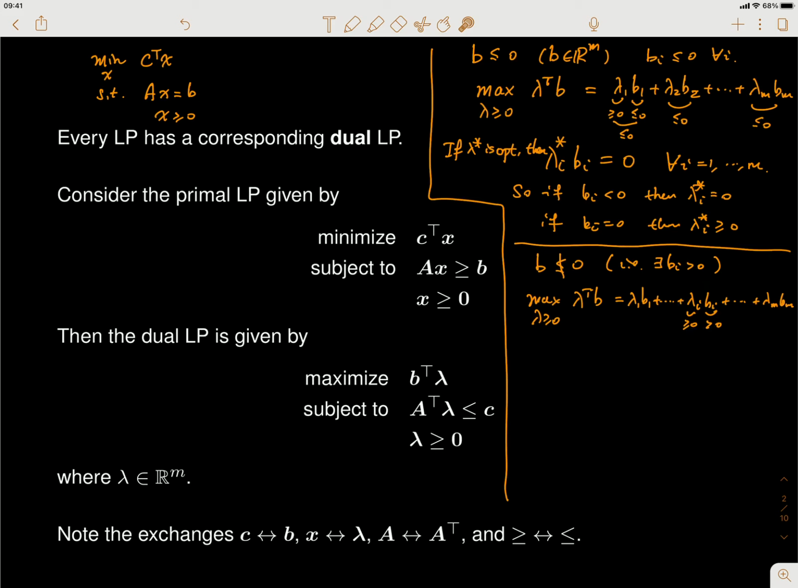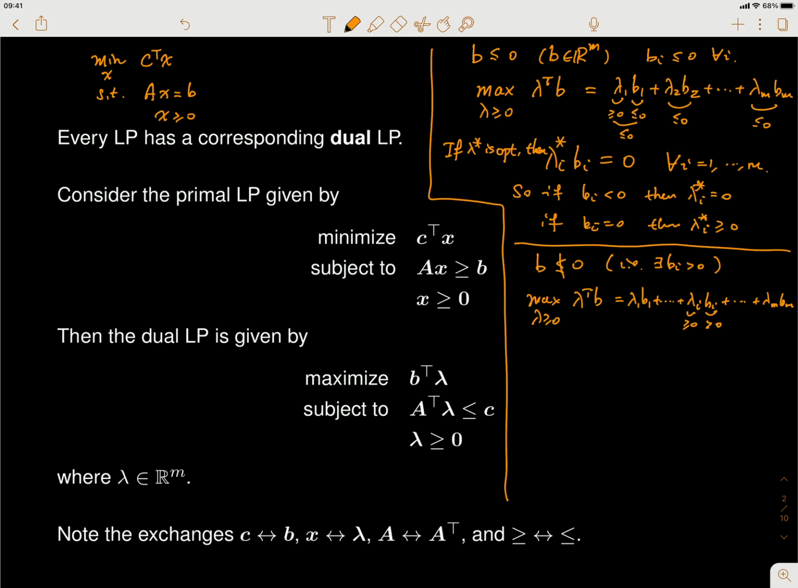So what can I do? It doesn't have a maximizer here because I can make this lambda_i tend to positive infinity, and this term will be positive infinity. And I don't really need to worry about anything else. I can just set any other lambda_j to 0, and this will be just infinity. That will be the case when b is not less than or equal to 0, or if one of the components of b is positive.